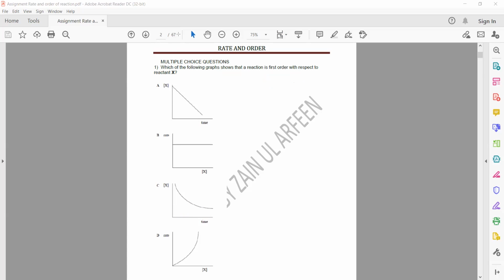A is for zero order reaction. Even in the concentration and rate graph, there is no change in rate when the concentration is changing. That is also for zero order reaction. And here, in rate and concentration, if we double the concentration, the rate is increasing at a greater rate, so it means it is a second order reaction. So C is the right answer.